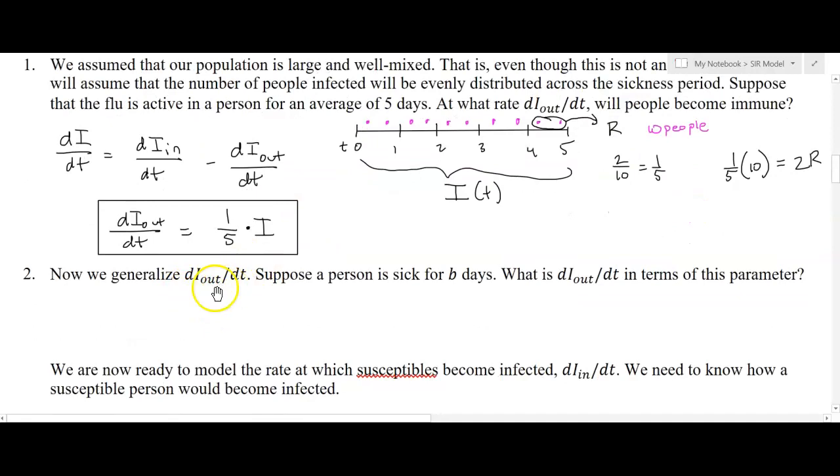Now we generalize dI out/dt. Suppose a person is sick for b days. What is dI out/dt in terms of this parameter? Well, if this were a 10-day period and people were equally distributed across the 10 days, we would have taken 1/10 of I. And so in general, we could say that dI out/dt is equal to 1 over b times I, where b is the number of days of the sickness.